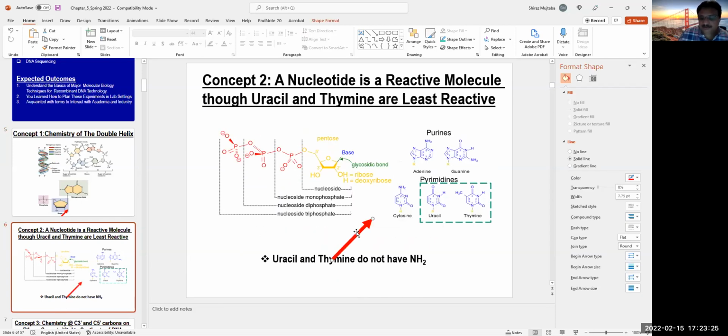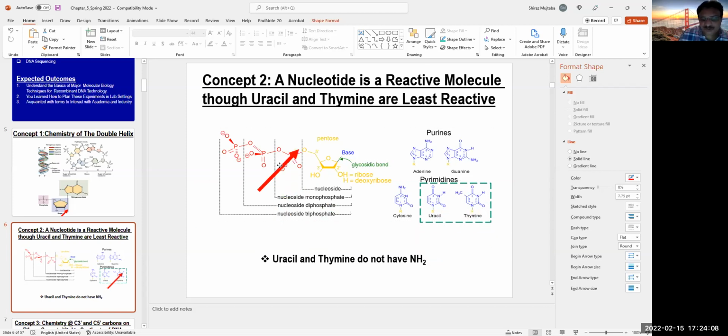Here you see that the purines, adenine and guanine, are bigger structures compared to cytosine. And if you look at the difference between uracil and thymine, they are very similar. Thymine is in DNA, uracil is in RNA. What is the difference? A methyl group, CH3, is present at the 5th position of the ring. That's the difference. Uracil creates the world of RNA, and thymine creates the world of DNA.